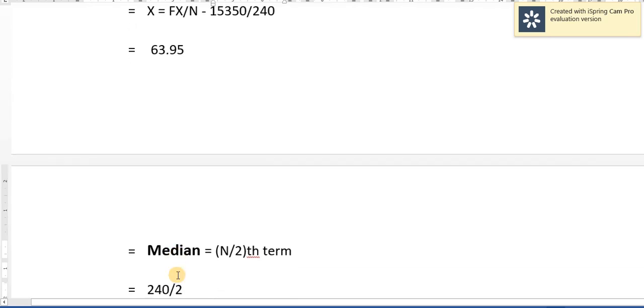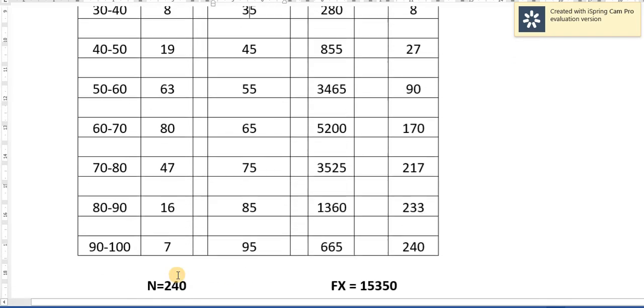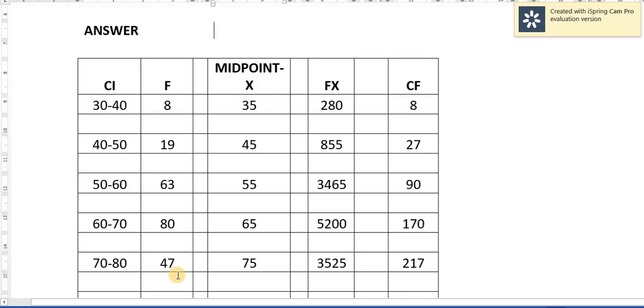Followed by the median. The median formula is the n by 2 term. Median is equal to L plus (n by 2 minus CF) divided by f, into i. Here we have to find the cumulative frequency. You can write it in the same table, or make a separate table for the median. That is your choice. When you have the choice, choose the best. Here, for cumulative frequency, we add the frequencies. The first one is 8, take it as it is.